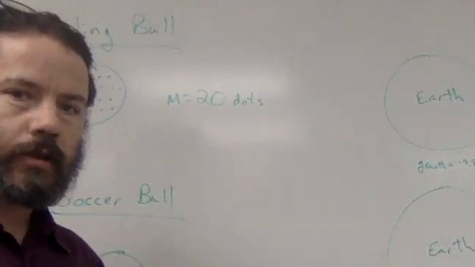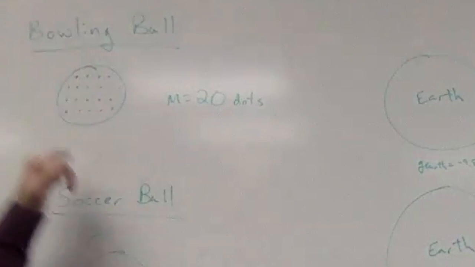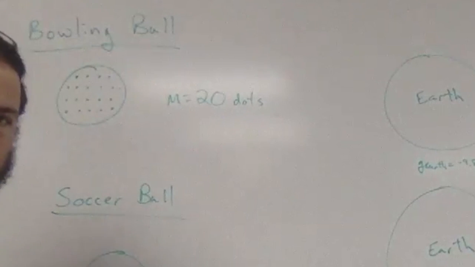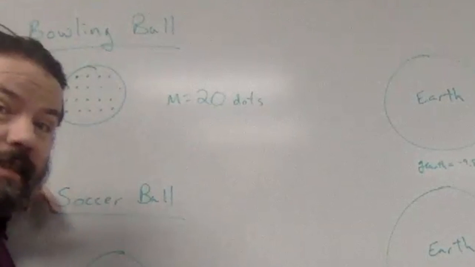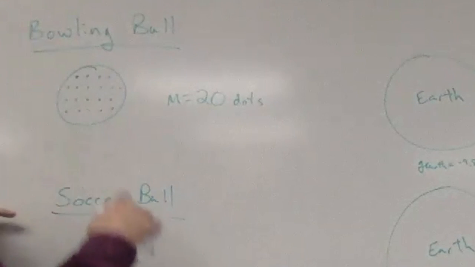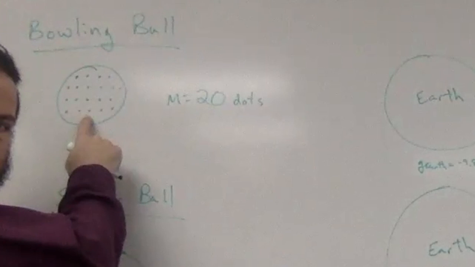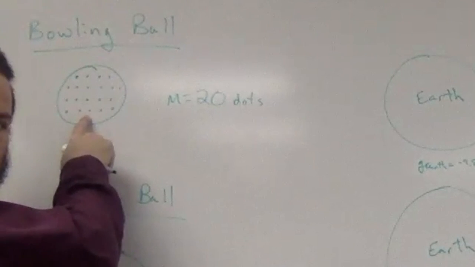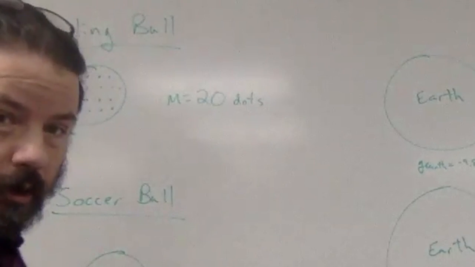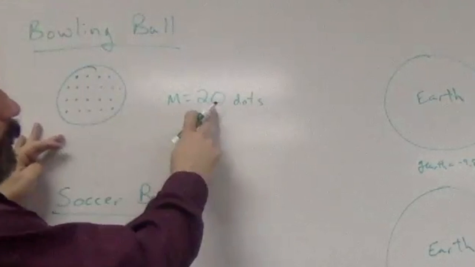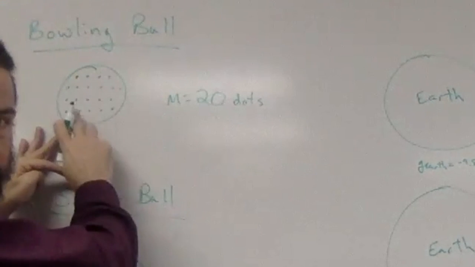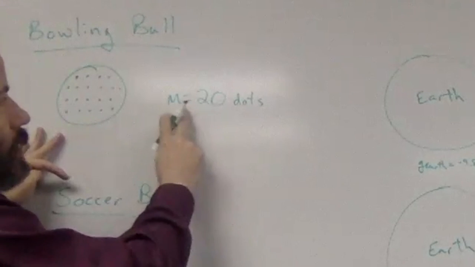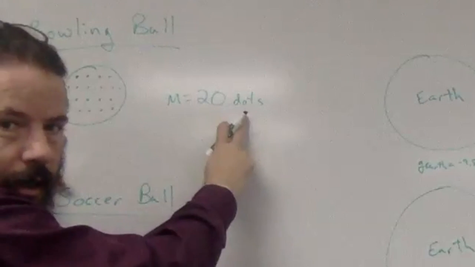Let's use a bowling ball, for example, and our soccer ball that we've been using. To make the math easy, we're going to pretend we're looking through a microscope at the inside of the bowling ball. Bowling balls are heavy things, right? Let's say we count all the pieces, all the dots, and there are 20 dots inside this bowling ball. So I say its mass equals 20 dots.